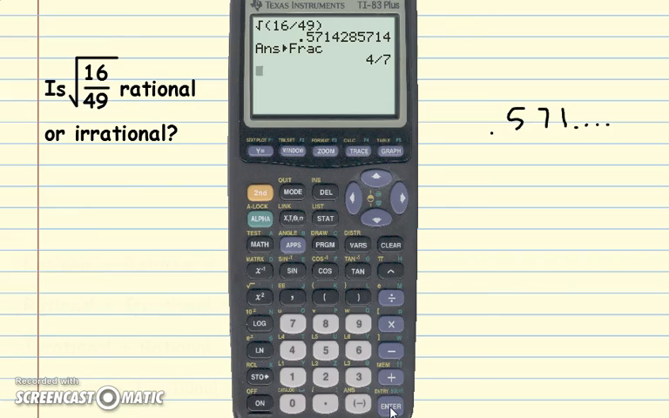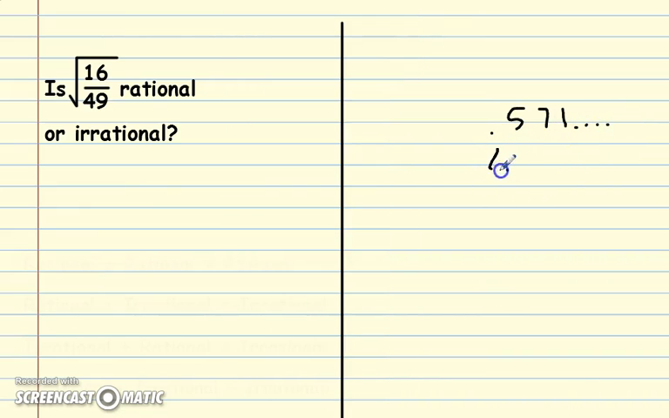So in this case, this problem is rational because I can represent this as a fraction. So I know my answer is not going to be this long decimal. It actually is 4/7. So we can always check to see if our answers are rational or irrational with the calculator. In this case, it is rational.